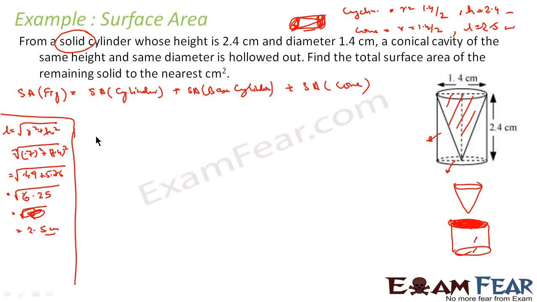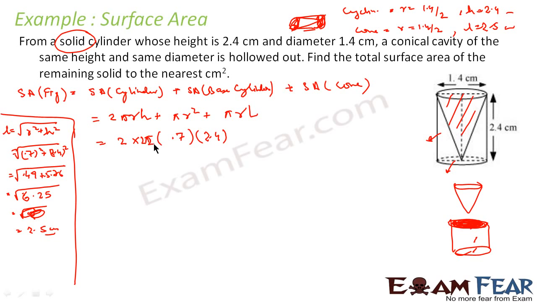Surface area of cylinder is nothing but 2 pi RH. Slant height of base area of cylinder is pi r square. But surface area score is pi r. Let's put the value. 2 into pi into r is 0.7 into 2.4. Since it is 0.7, so let's break only.